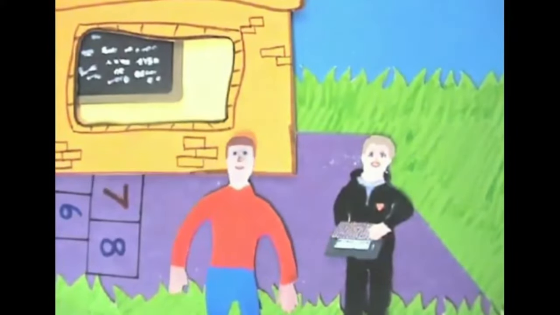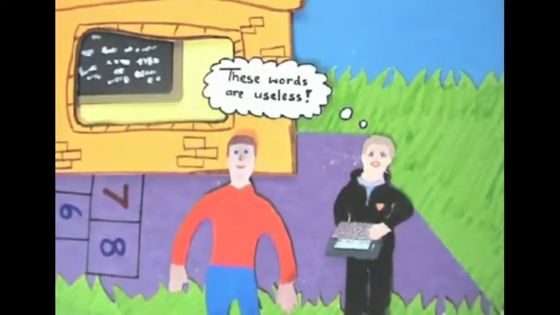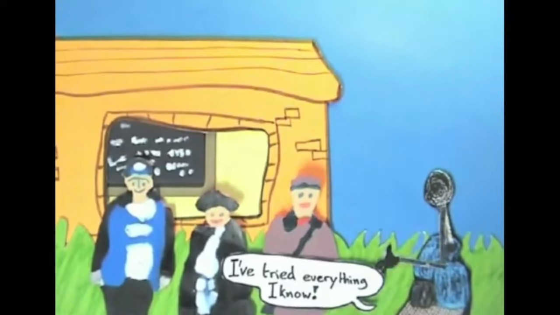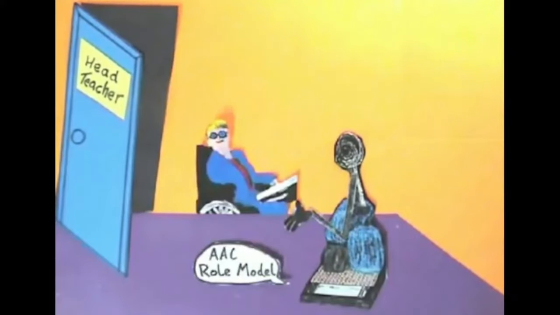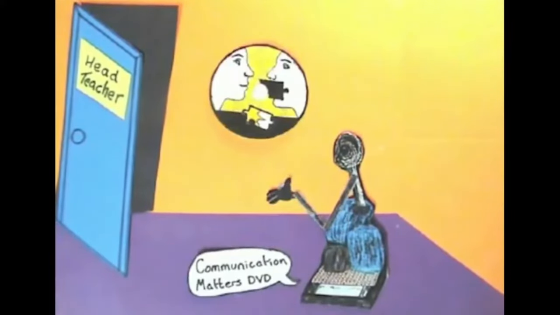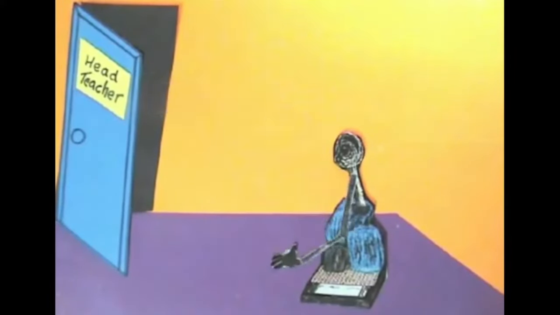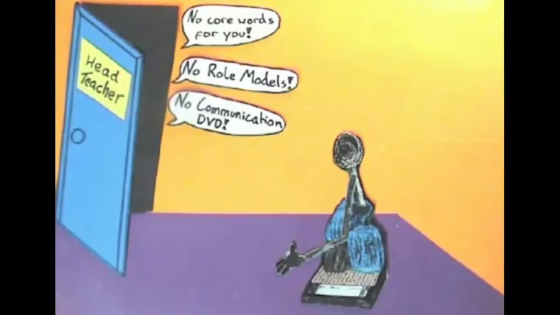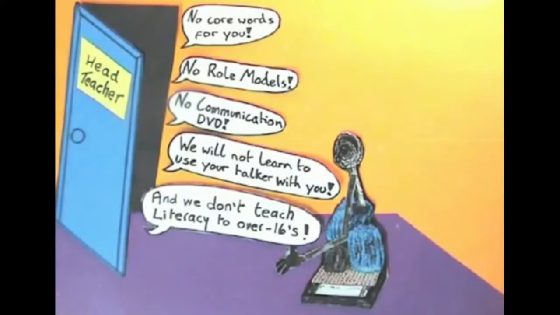Hi, Michael. Gladiator, oven, glove, microwave. Huh? These words are useless. What can we do? I don't know. I've tried everything I know. Core words. No, AAC. Role model. No, Communication Matters DVD. No, how to find words on my talker. No, literacy. No core words for you. No role models. No communication DVD. We will not learn to use your talker with you. And we don't teach literacy to over 16s.